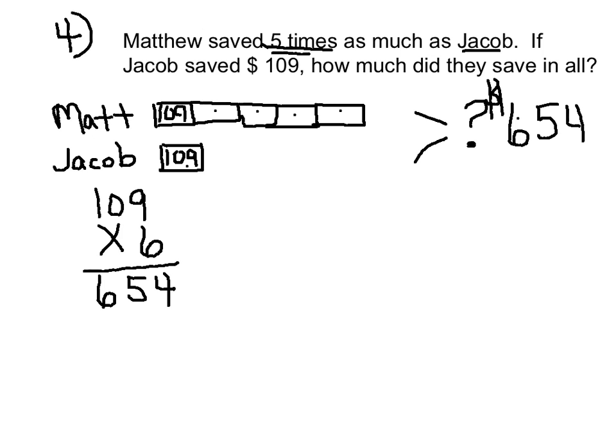Of course, that's just one way you could solve it. You could find out what Matthew has by doing 5 times 109 and then add the 109 to it. It would be your choice, but you should get an answer of $654.